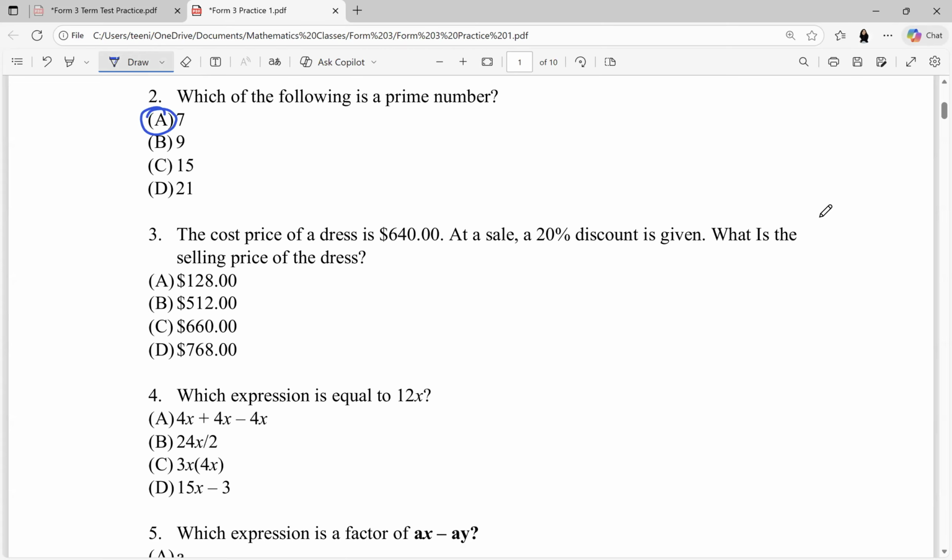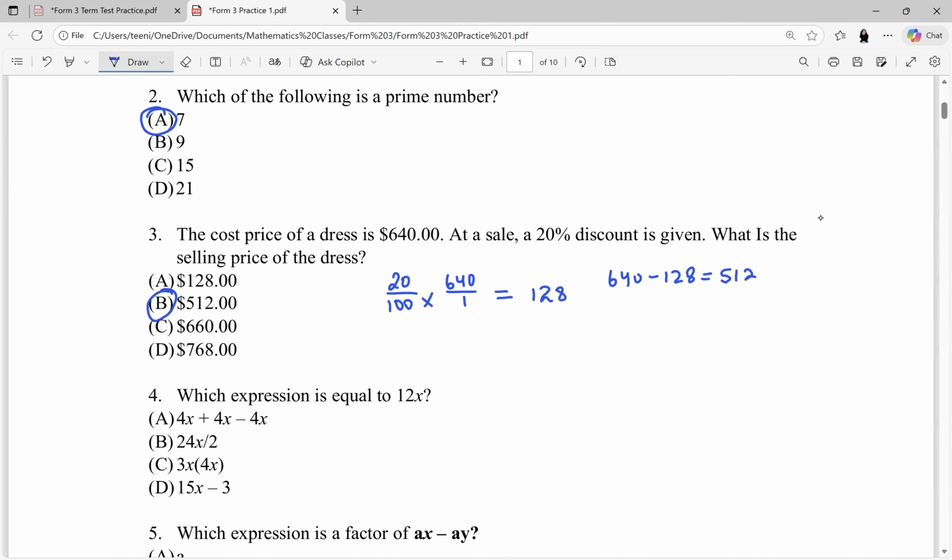Yes, miss. Soraya, how did you do it? I found the discount and then I minus the discount from 640. Right. So when you did 20% of 640, how much is that? 128? Yes, miss. Right. And then you said 640 take away 128 will give you 512, yeah? So that's one way to do it.